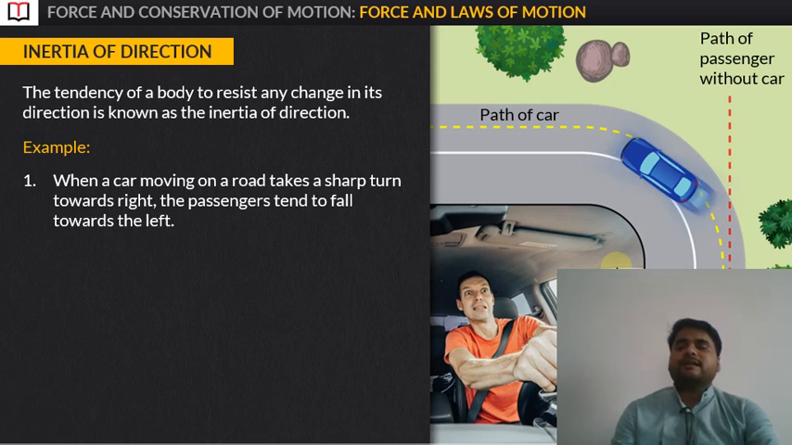Now here we can see the tendency of the body to resist any change in its direction is known as the inertia of direction. So for example, when a car moving on the road takes a sharp turn towards the right, the passenger tends to fall towards the left. It is happening because of the inertia of direction.